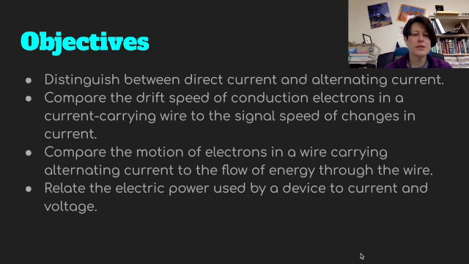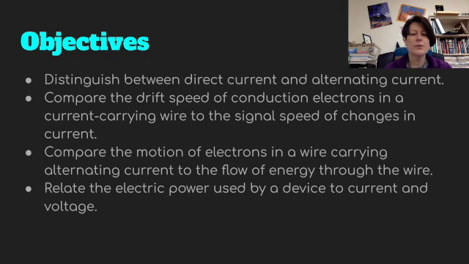So our objectives for today were to distinguish between direct current and alternating current, compare the drift speed of conduction electrons in a current-carrying wire to the signal speed of changes in current, compare the motion of electrons in a wire carrying alternating current to the flow of energy through the wire, and relate the electric power used by a device to current and voltage.